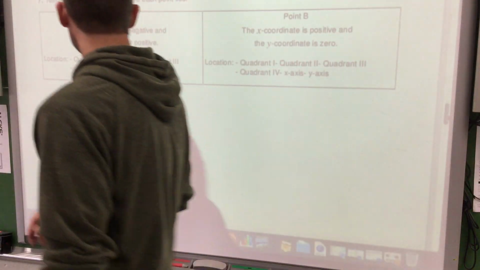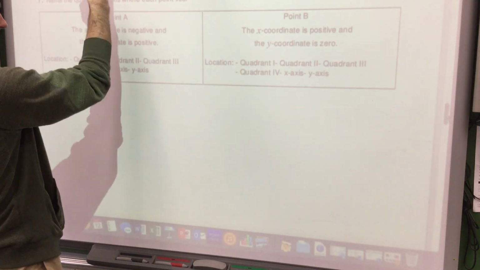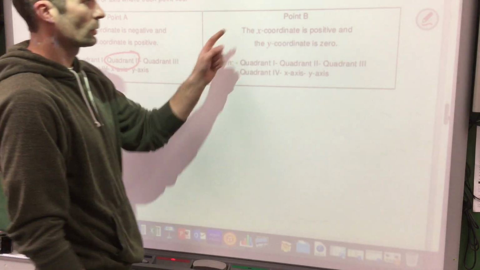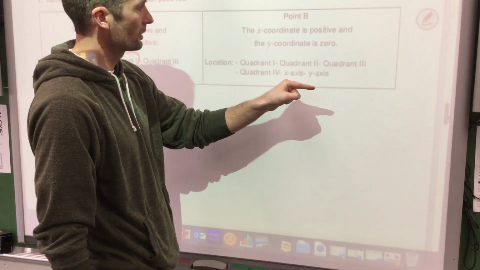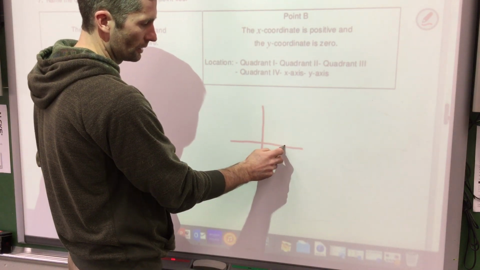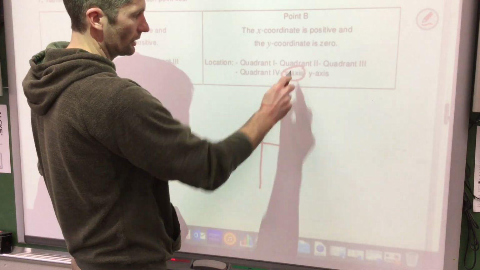Name the quadrant where the point lies. The x-coordinate is negative, y-coordinate is positive. So that's quadrant 2. The x-coordinate is positive and the y-coordinate is 0. Ooh, think about this one. X is positive and then it's 0, so it's right on the line, right on the x-axis.